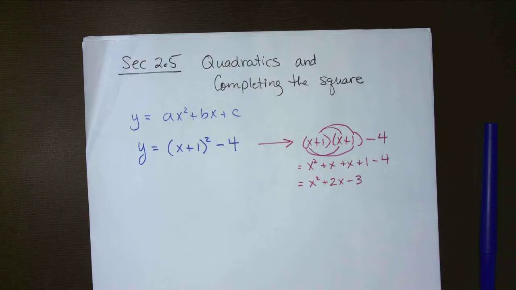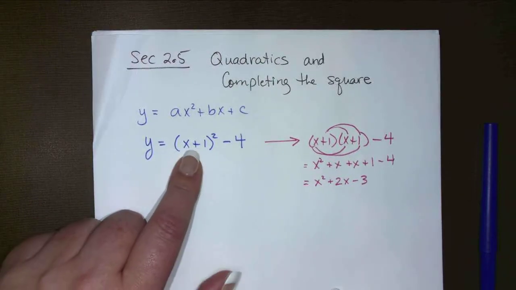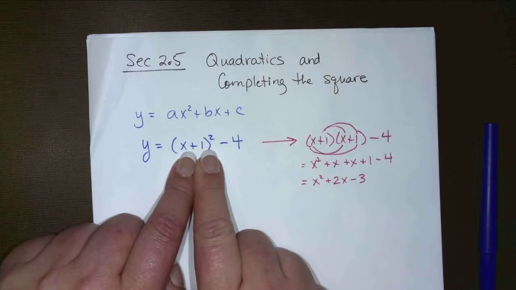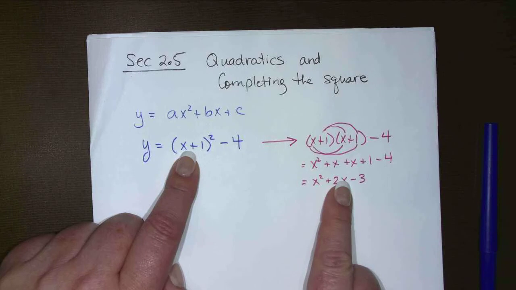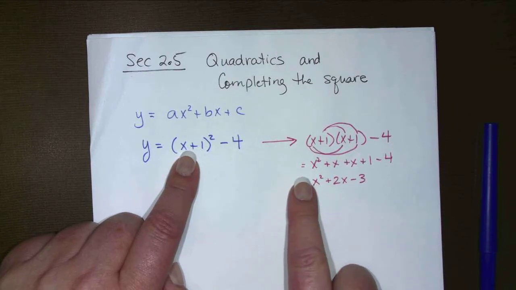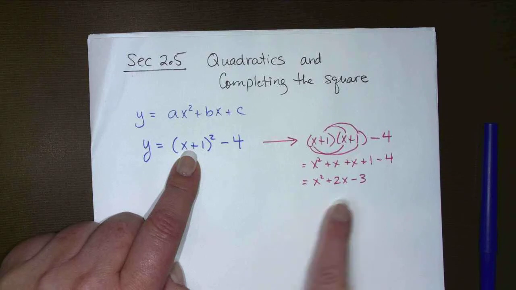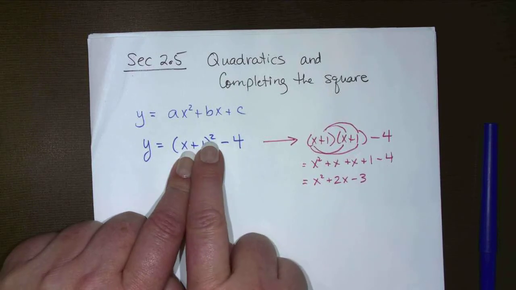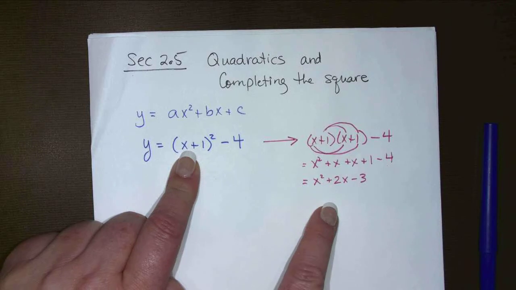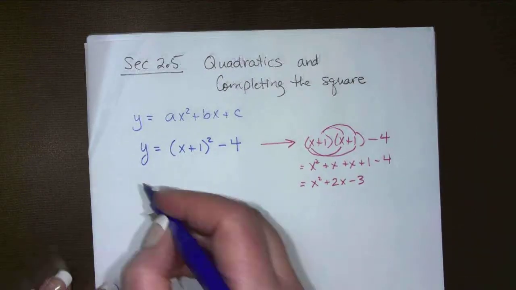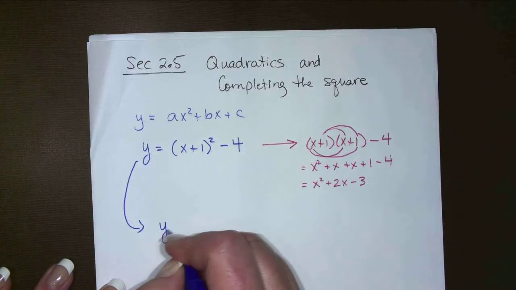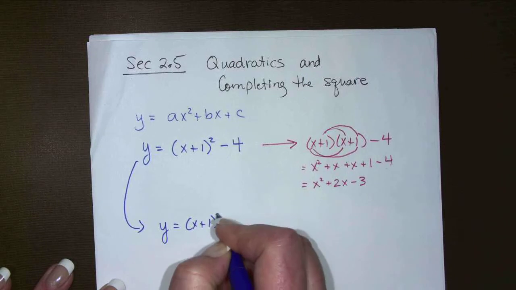So we can convert easily from this form to our standard form. Easy, you just work it out, okay? The problem then becomes, how do we get from here to this one? And that's a little more complicated, okay? So that's what we're going to do today. First, let's just look at this equation. So y equals x plus 1 squared minus 4.